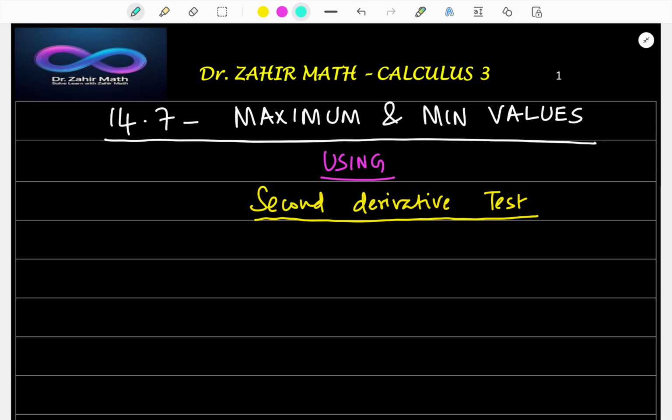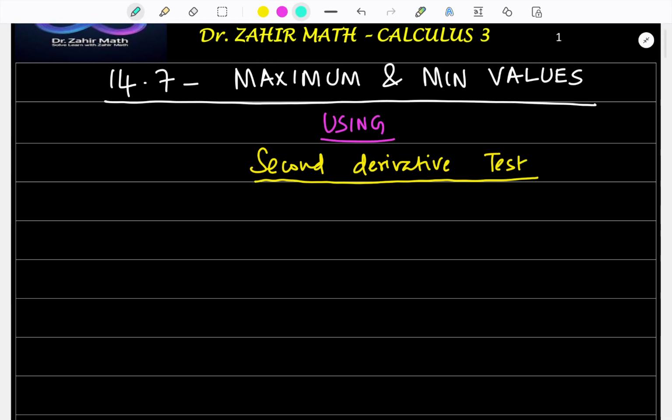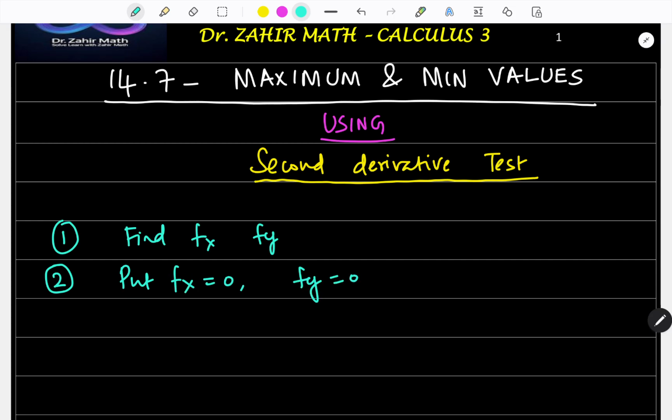14.7 Maximum and minimum values, which is simply called local maxima or minima using the second derivative test. I'm going to give you the steps. Step number 1: find the first derivatives fx and fy, the partial derivative with respect to x and the partial derivative with respect to y. Step number 2: put fx equal to 0 and fy equal to 0, to find the critical points x and y. Solve these two equations to get x and y. This point is called the critical point.